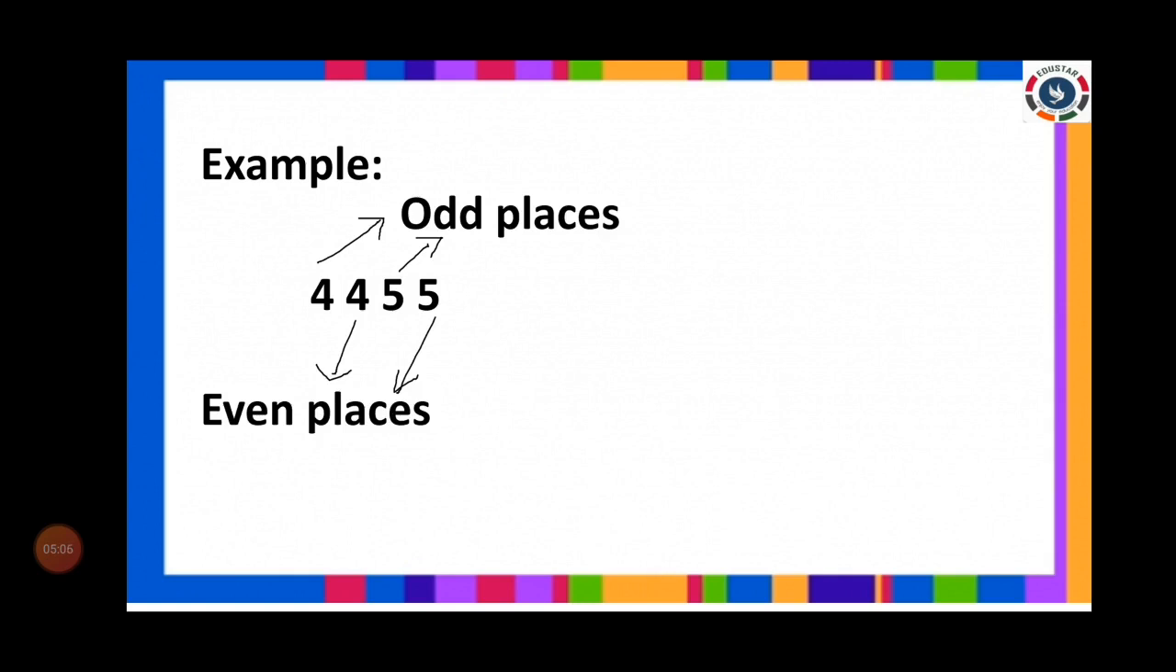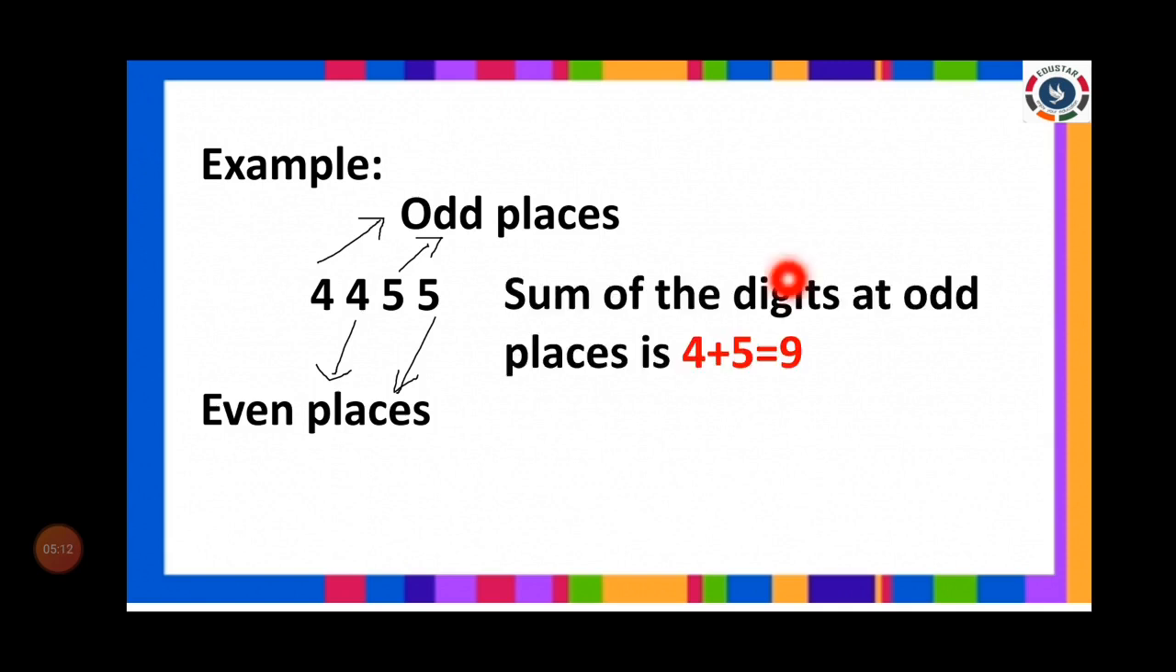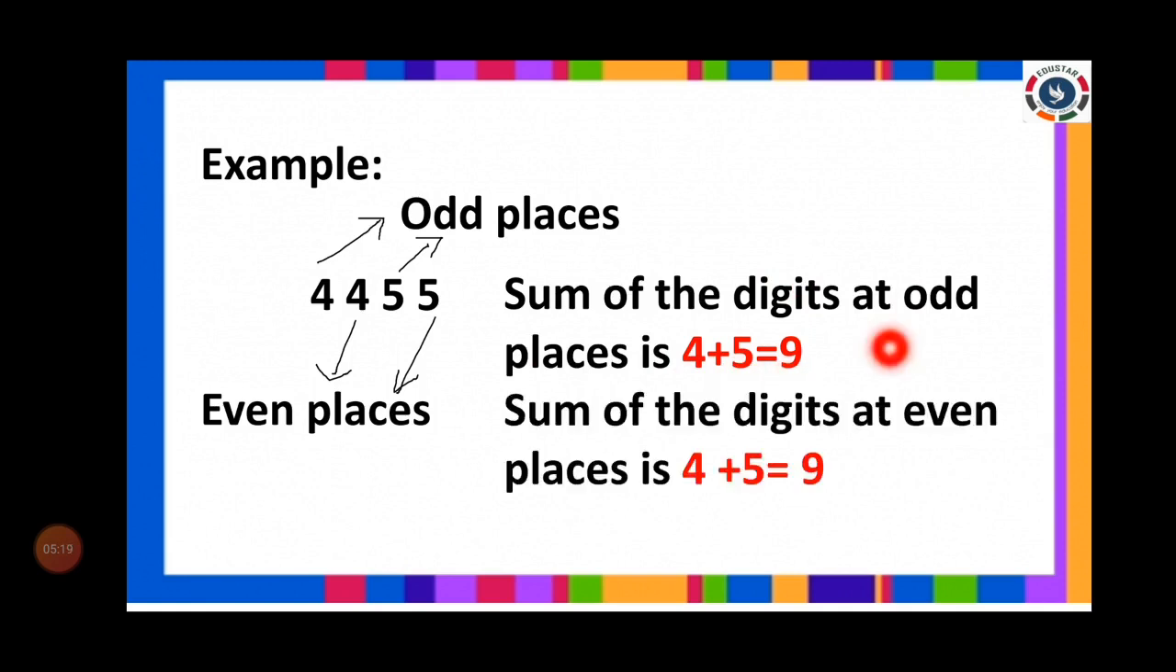So we are going to add the two values. The sum of the digits at odd places is 4 plus 5, I am getting 9. And the sum of the digits at even places, 4 plus 5, how much? 9. So now I am going to subtract the two values. We are going to find the difference. The difference is 9 minus 9. Okay, 9 minus 9, we are getting 0. So it is divisible by 11.